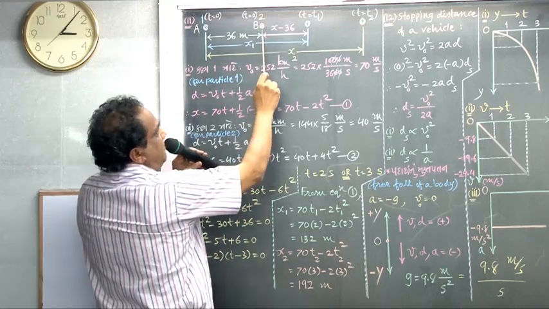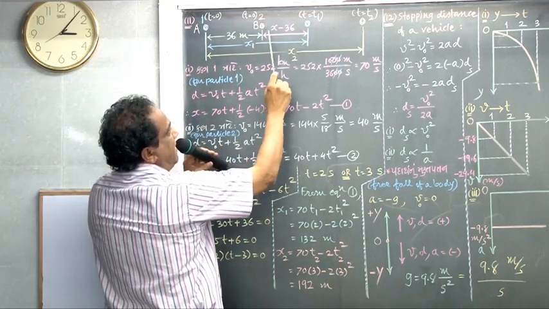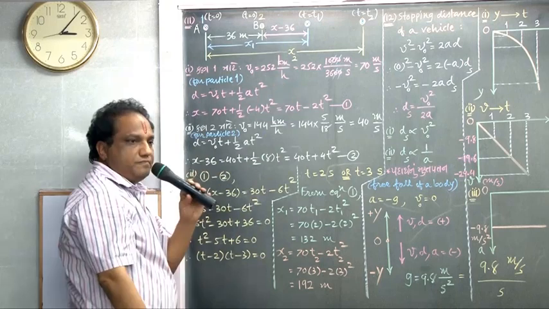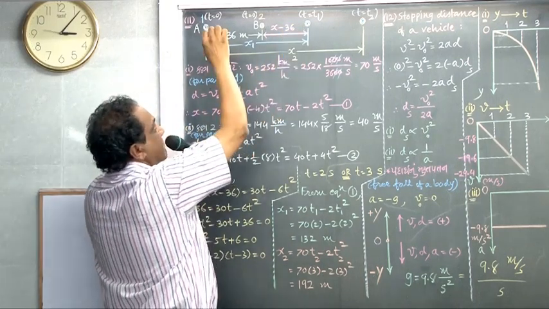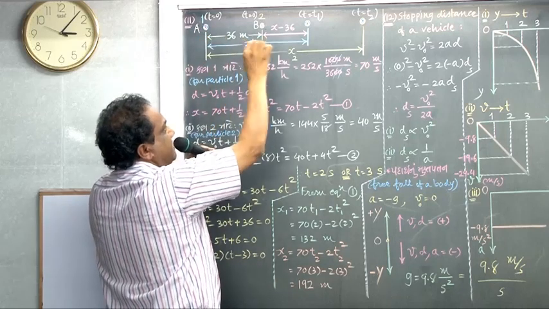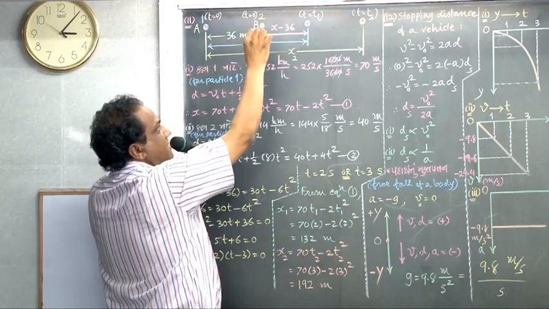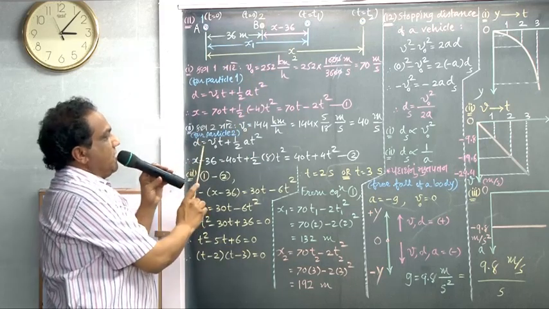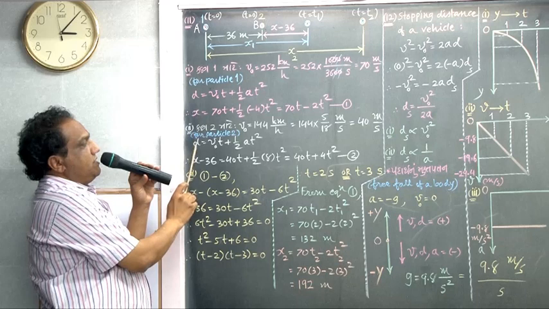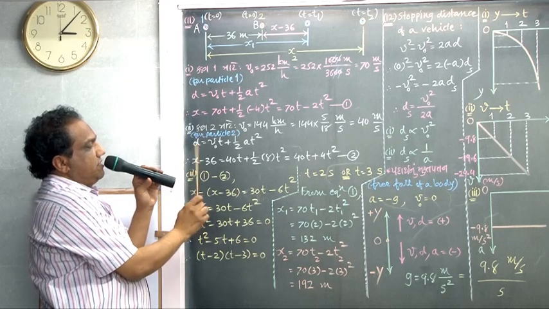So what must be this remaining distance? Come on everybody. x minus 36 meter. Correct? When both the particles meet here, the distance traveled by first particle is x and distance traveled by second particle is x minus 36. So now for the second particle, this distance is, come on, x minus 36.